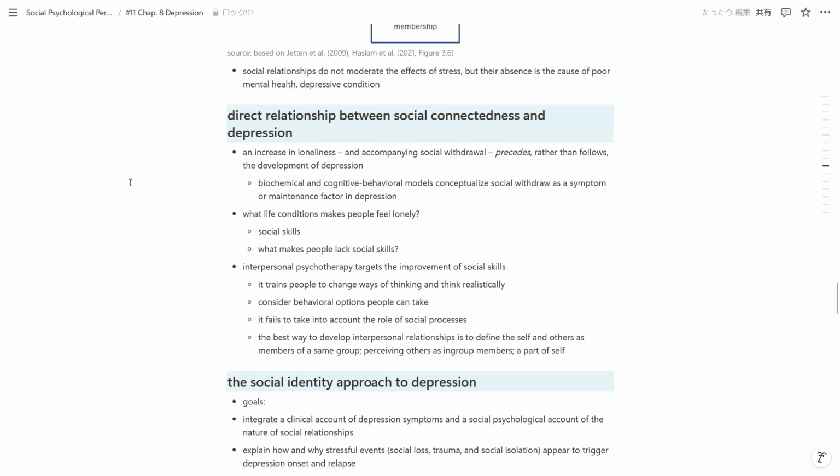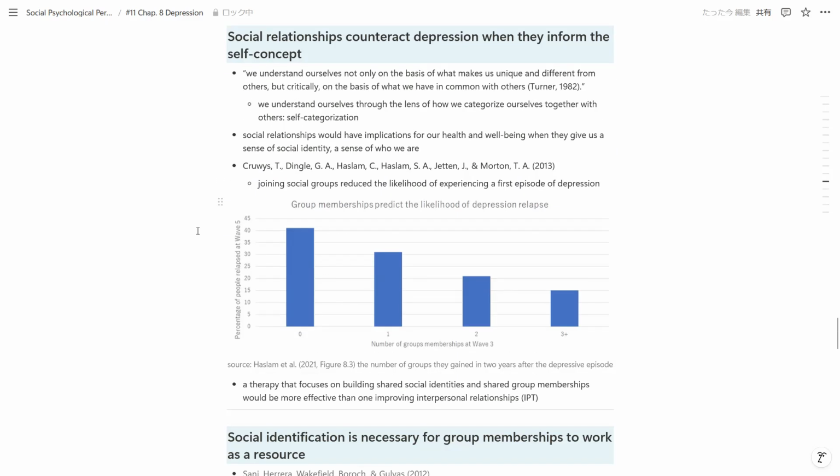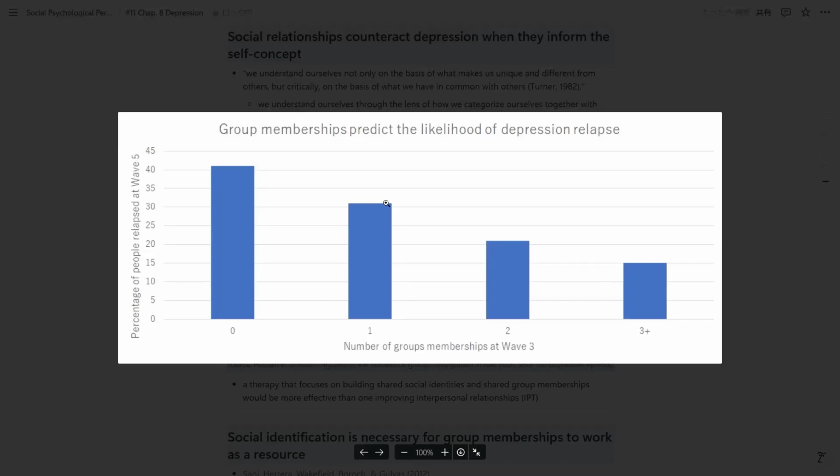In addition to social support, social identity can also help people to define themselves, and a clear self-concept is a very important resource for individuals to experience high well-being. To support such an idea, I talked about this study. Basically, when people belong to more groups, fewer people tend to experience depression relapse.